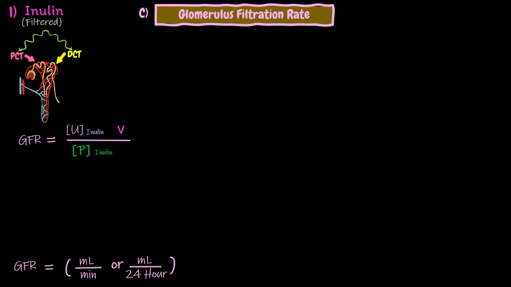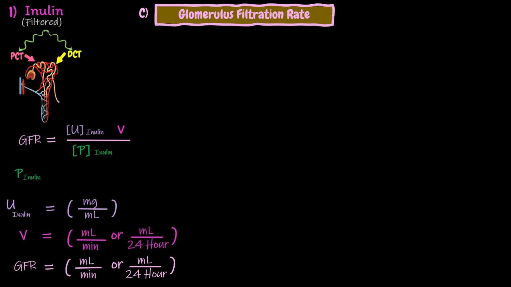Its unit is milliliter per minute or milliliter per 24 hour. U indicates the urine concentration of inulin. Its unit is milligram per milliliter. V is the urine flow rate. Its unit is milliliter per minute or milliliter per 24 hour. P is the plasma concentration of inulin. Its unit is milligram per milliliter.